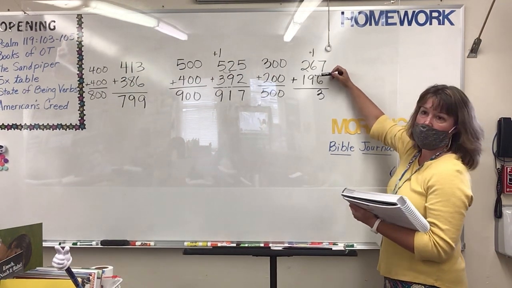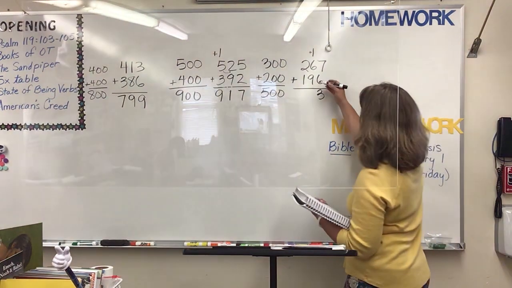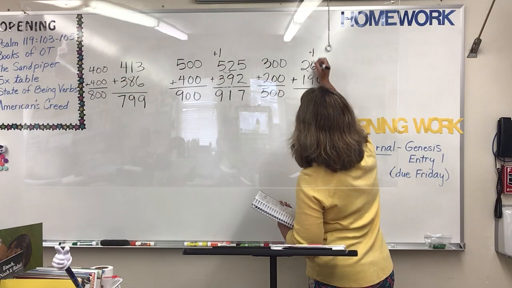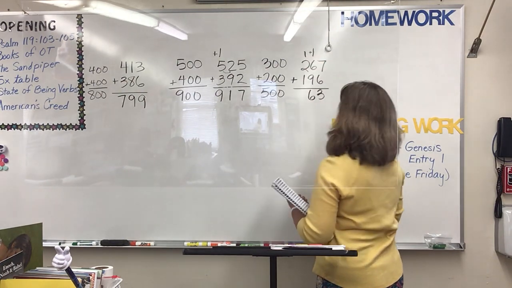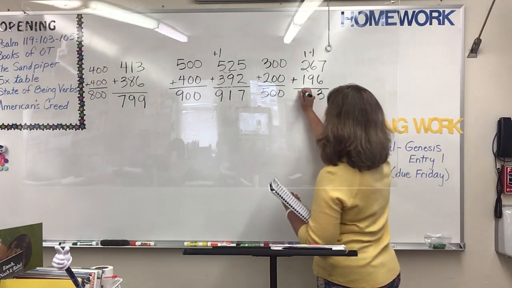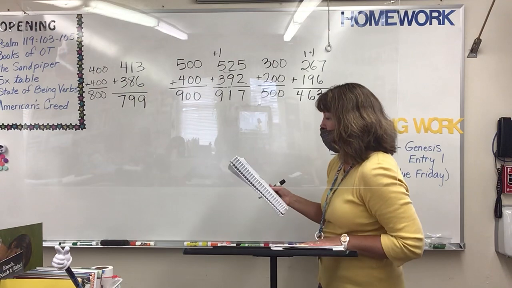1 and 9 equal 10, right? So what's 10 plus 6? 16. That's a lot easier than adding 7 plus 9. So put your 6, carry your 1. 1 plus 2 plus 1 is 4. 463. You got the same. Okay.